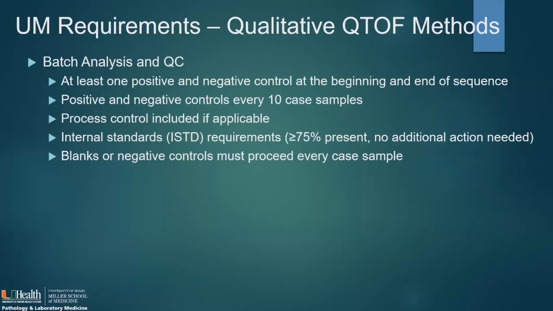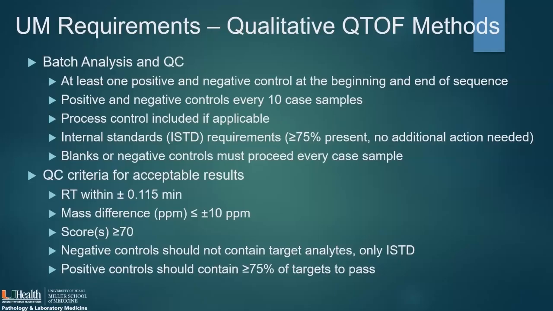And for our internal standard recovery requirements, since these are all qualitative assays, we need a minimum of 75% of our internal standards present, and then we don't have to take any additional action. If we have less than 75% of our internal standards present, then we have additional action, which may include repeating the sample, data evaluation and corrective action. It really just depends. And then we also have blanks or negative controls that precede every case sample, and that is a requirement for us.